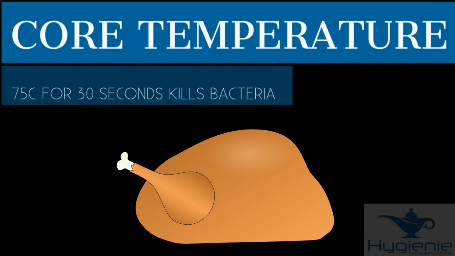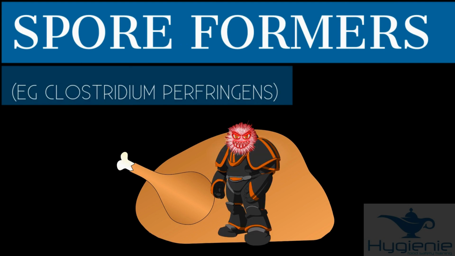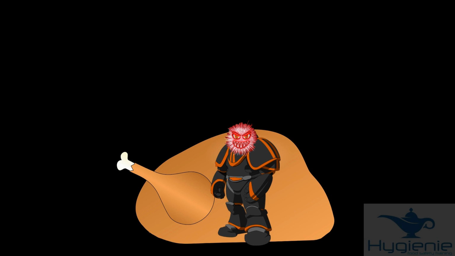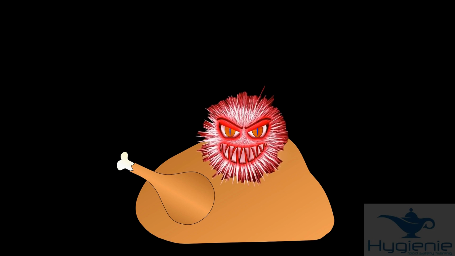Cooking to 75 degrees for 30 seconds kills bacteria. However, some bacteria can form spores. It puts on a protective suit to protect itself during adverse conditions such as high temperatures or lack of moisture. And when the conditions return to normal, the bacteria removes its suit and starts to multiply again.